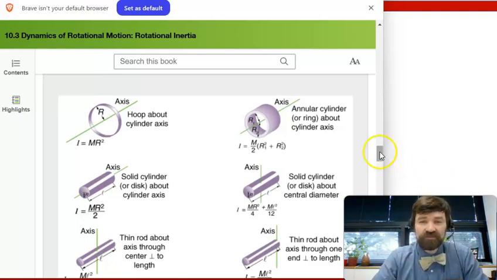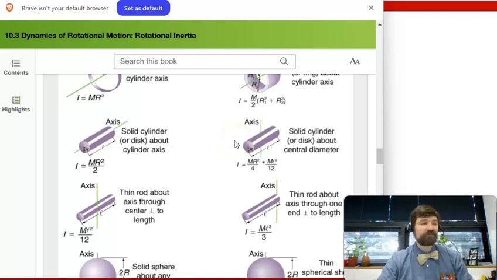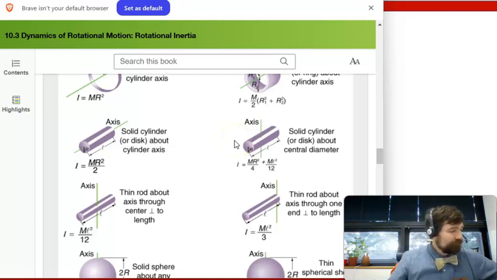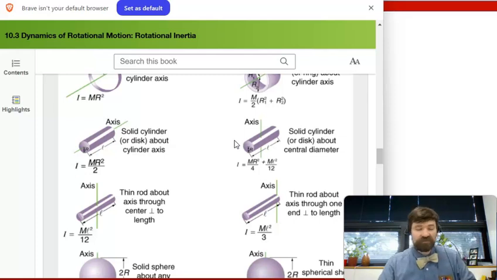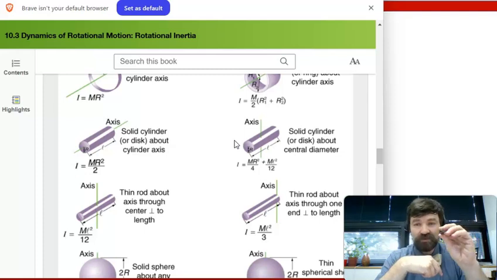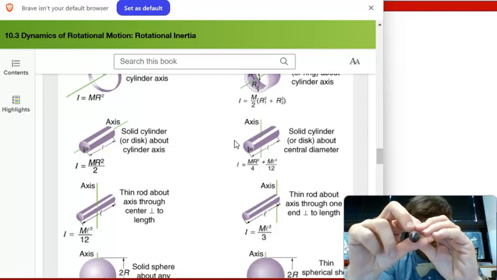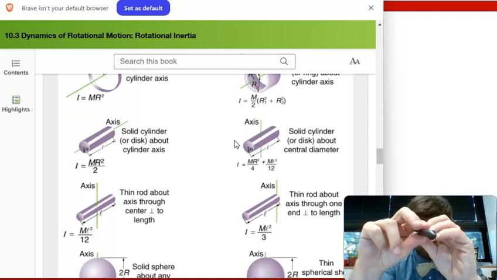Quite a few of these are cylinders or rods, and you'll notice that there are a variety of different axes of rotation. So these two here that are higher up are solid cylinder or disc about certain axes. I don't really have a cylinder, but I've got a pen here. This is maybe more like a thin rod, but on the one hand, I have an axis of rotation such that this thing is rotating like this. Where it's just turning clockwise about this axis.